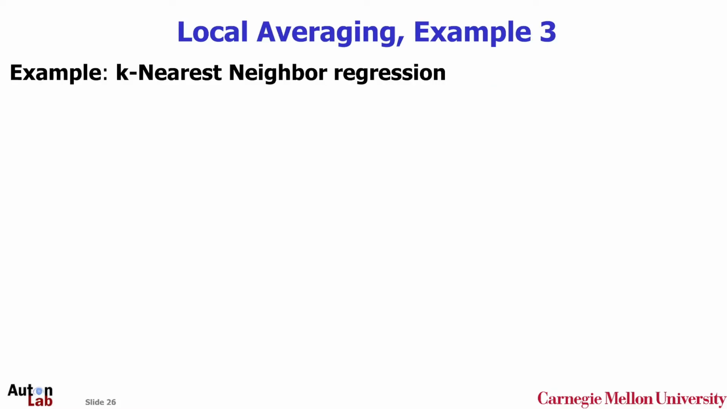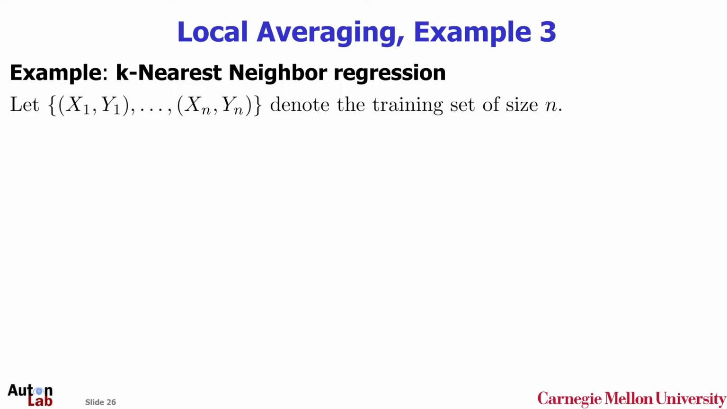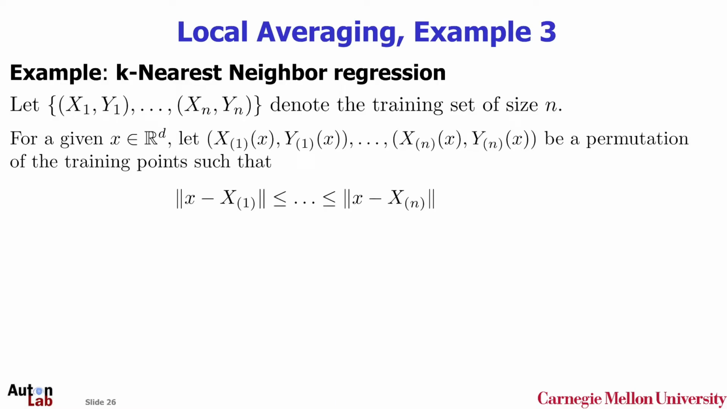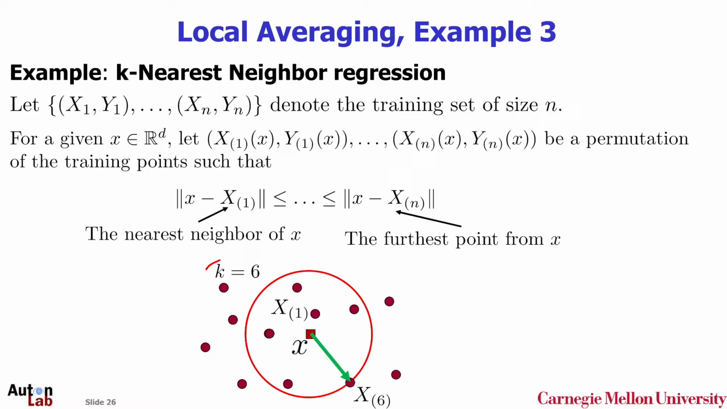The third example of local averaging is the k nearest neighbor regression method, which is a generalization of the KNN density estimation to regression problems. Let (x1, y1), (x2, y2), and so on, (xn, yn) denote our training set of size n. For a given d-dimensional point x, let's change the ordering of the training points such that x1 is the nearest point to x, x2 denotes the second nearest point, and so on, xn is the furthest point from x. Let's fix a k, for example, k equals 6. In this figure, x denotes the test point, x1 is its nearest neighbor, and x6 is its sixth nearest neighbor.